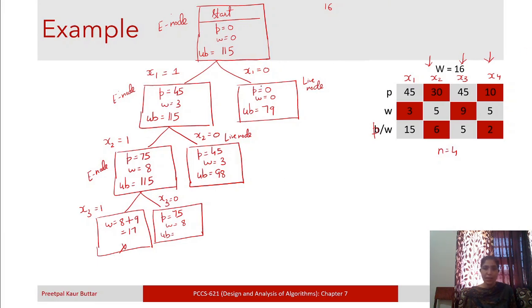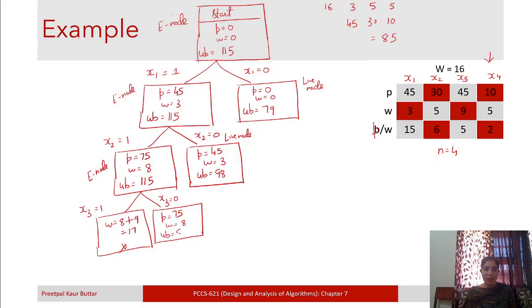So the total weight is 16, and we have reached here from x1 equal to 1, x2 equal to 1 and x3 equal to 0. x1's weight is 3, profit is 45, x2's weight is 5, profit is 30. So we can directly copy from this parent node also. And x3 we are not picking, and for x4, its weight is 5. It means we can pick the whole of x4, because if we pick all these items completely, then the total weight will be only 13, which is less than the capacity of the knapsack, right? And profit is 10. So the total profit is 85.